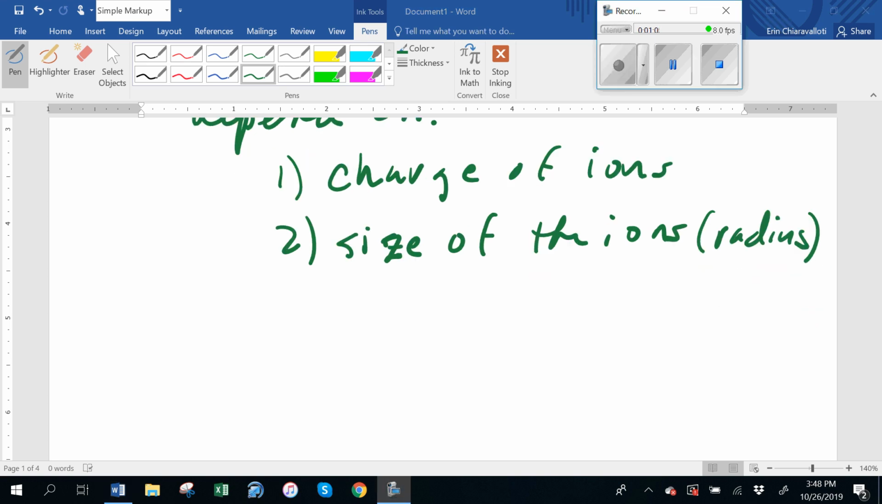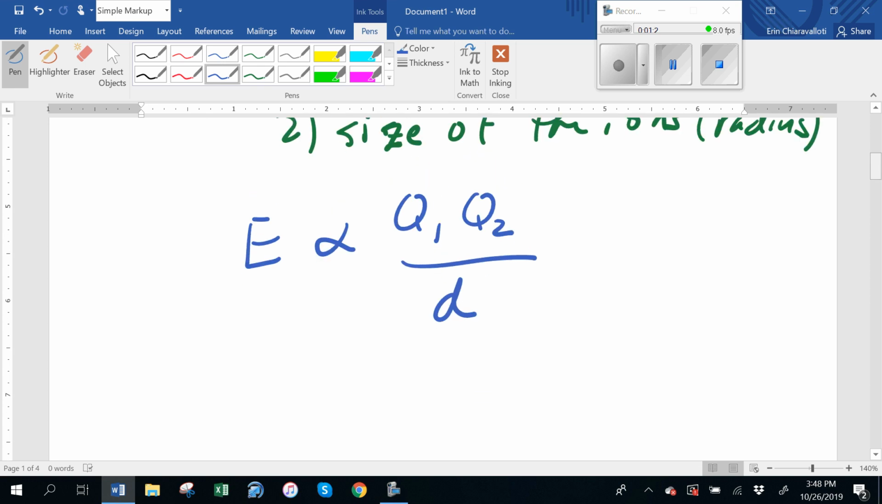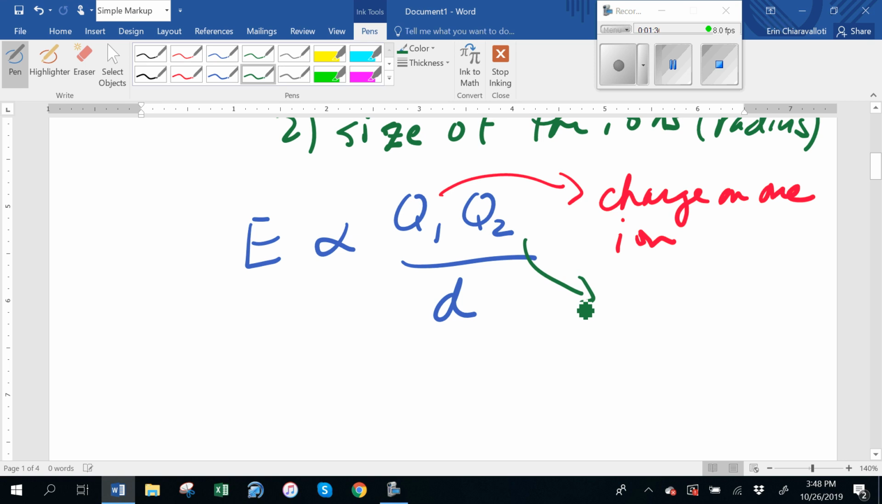So when we're looking at this, we need to have a relationship, and that relationship that we're looking at is Q1 times Q2 over D, which is Coulomb's law, and we've seen that several times before. So we need to just make sure we know what each one of those variables stands for. So Q1 is going to be the charge on one ion. Q2 will be the charge on the second ion.